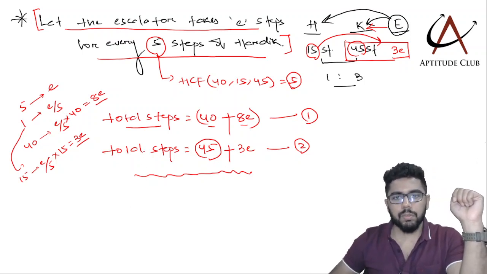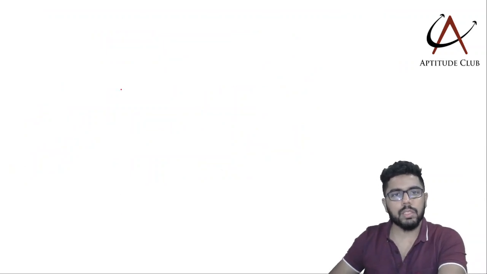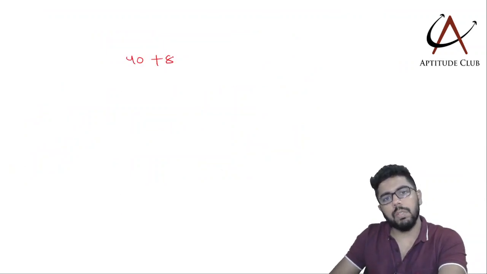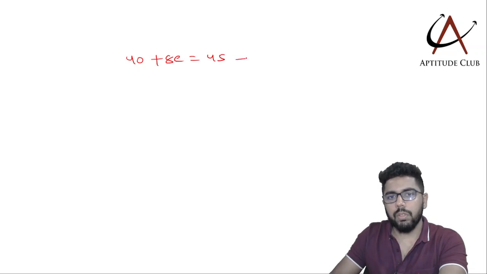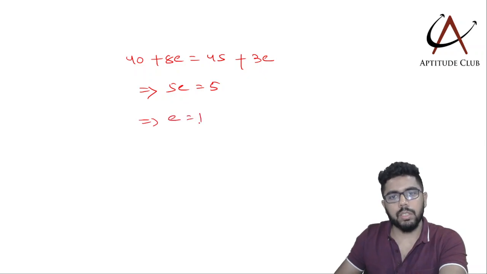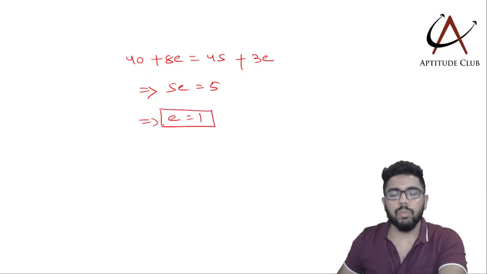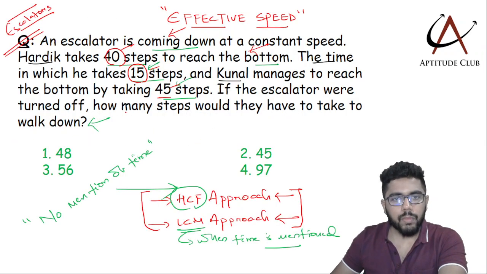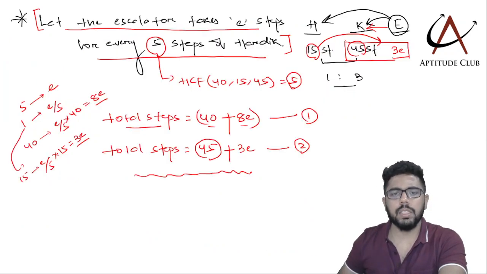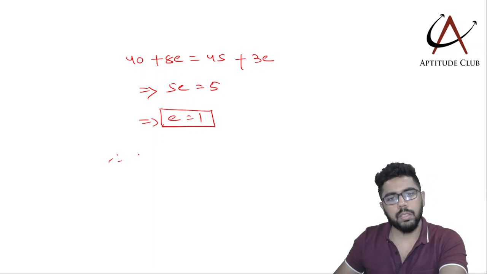Now because the total number of steps is the same in both the cases, I can straight away equate 40 plus 8E to 45 plus 3E, or I get 5E is equal to 5. So E is equal to 1. What is the question asking? How many steps would they have to take to walk down? The question basically is asking the total number of steps.